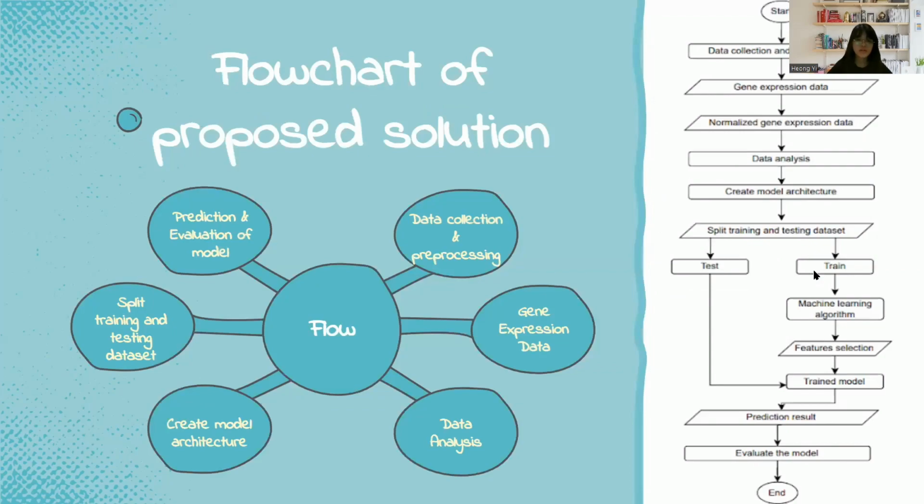This is the flow chart of the proposed solution. You can see from the graph, firstly, we get data from the Gene Expression Omnibus, which is the GEO, and then we do the data pre-processing. After we get the normalized gene expression data, we do a t-test and filter less significant genes. Next, we create the model architecture. And then we split the data set into 70% training data and 30% test data. Lastly, we do prediction and also evaluation on the model.